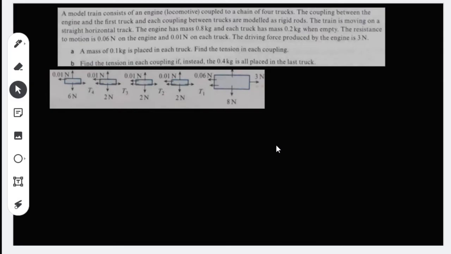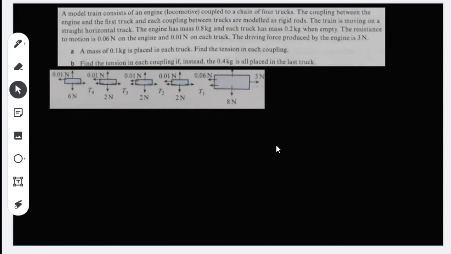Next, we have tension 3, and the third truck also has the same weight, mass, and resistance. That's based on the problem. And then here's the last truck, which is the one that is different from the others.